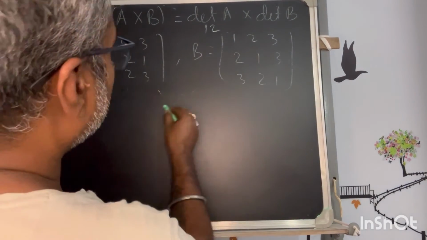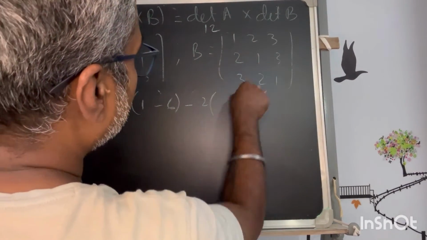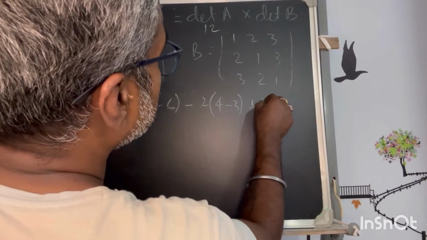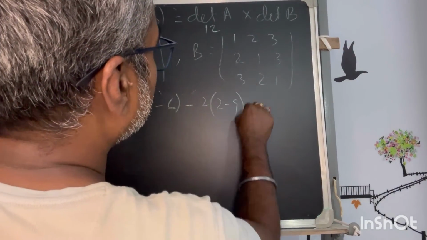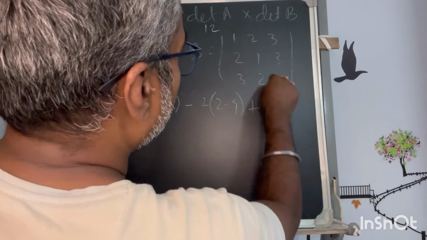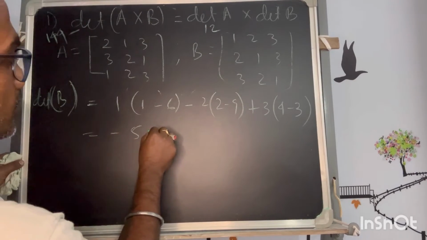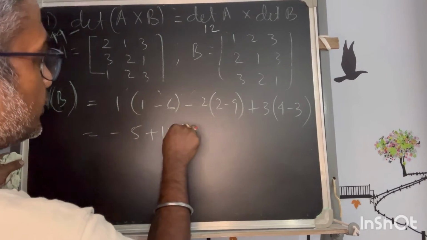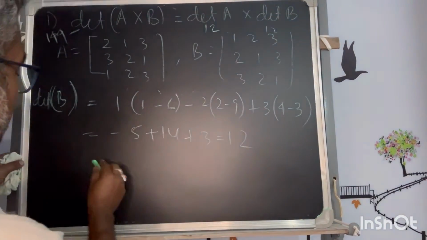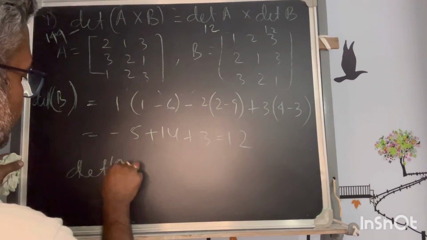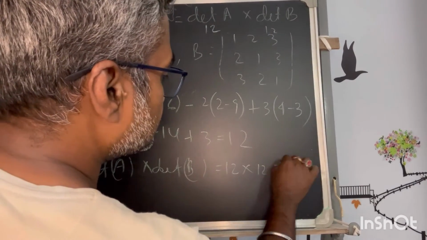Okay, so B, if I calculate, this is 1 into 1 minus 6, minus 2 into 4 minus 3 plus, no sorry, 2 into 2 minus 9 plus 3 into 4 minus 3. So this is equal to minus 5 minus 7 plus 14 plus 3. So this is also equal to 12. So this is 12. Now if I multiply determinant A into determinant B, I will get 12 into 12, that is equal to 144.